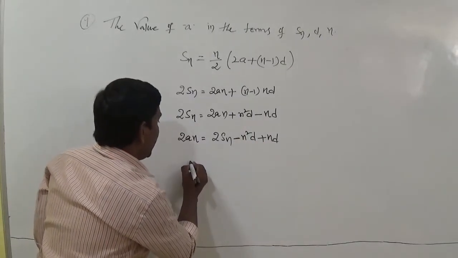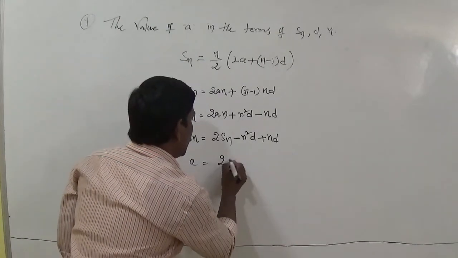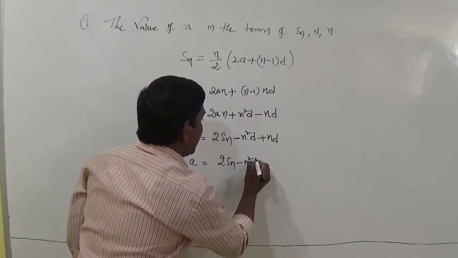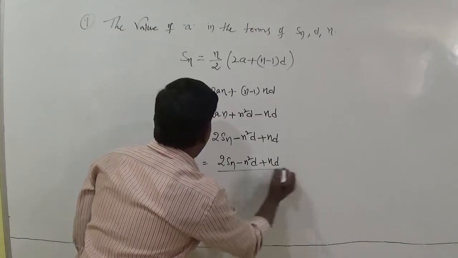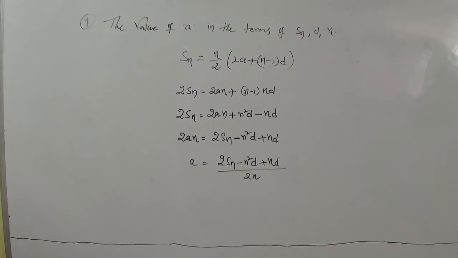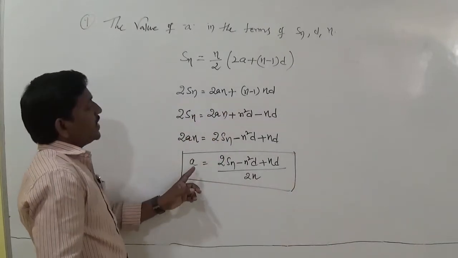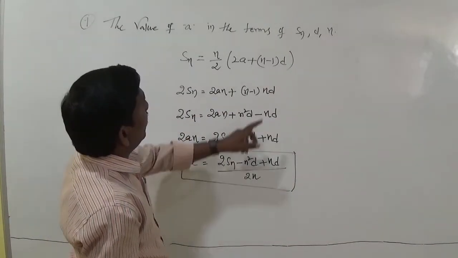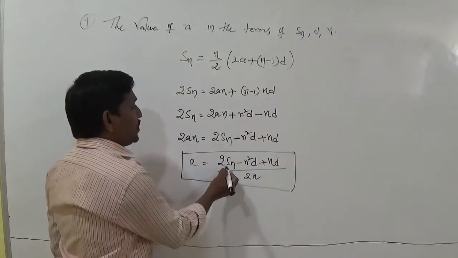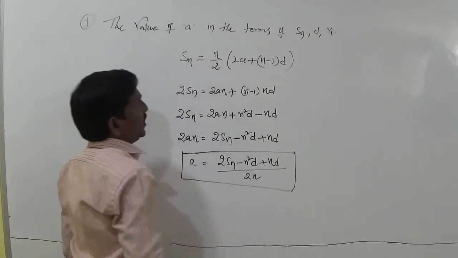Here we need a equal to 2Sn minus n square d plus nd by 2n. Here a is expressed in Sn, d and n. a equal to 2Sn minus n square d plus nd by 2n. This is the a value.